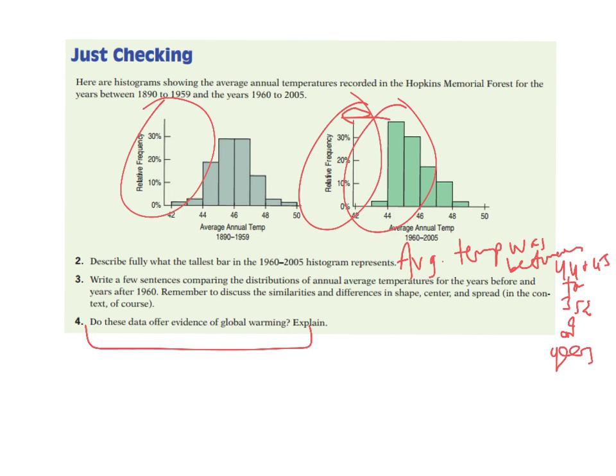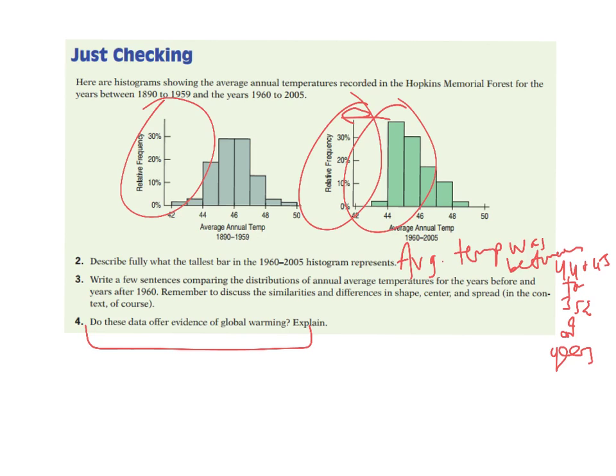For number 3, I'm going to read you what the book says. The typical annual average temperature for both time periods was about 45 to 46 for the center, with most of the averages between 44 and 48 degrees. The distribution of the average temperatures before 1960 is symmetric. There were about the same number of years that were higher and lower. In the period above 1960, the distribution is skewed right, with fewer years of higher than average temperatures.